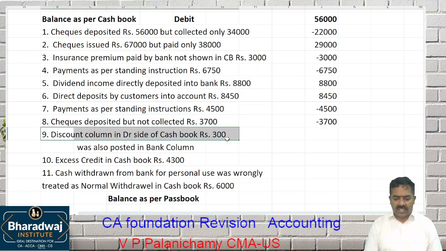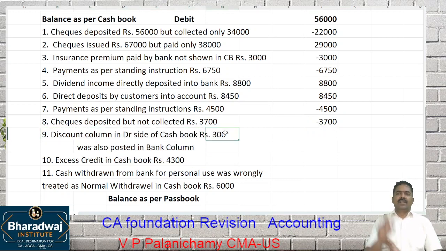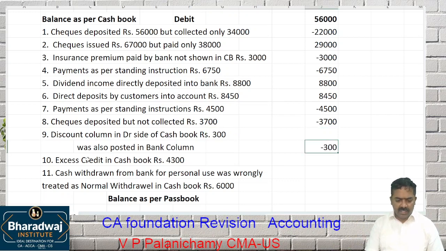Discount column of the debit side of the cash book was also posted in which column? Bank column, on the receipt side. On the receipt side of the bank column, we have put 300 rupees. Actually, that is discount. We wrongly entered it in the bank column and added it. The banker would not have added this, so minus. Then excess credit in the cash book.